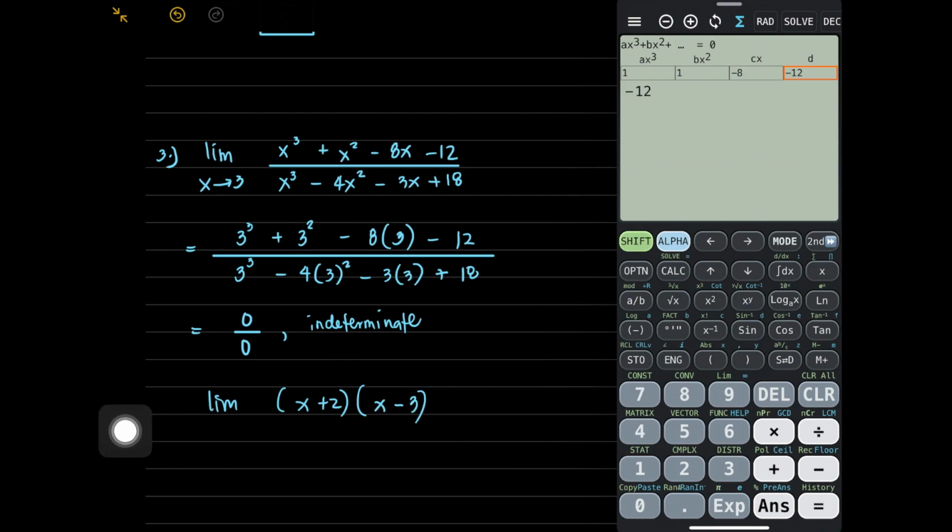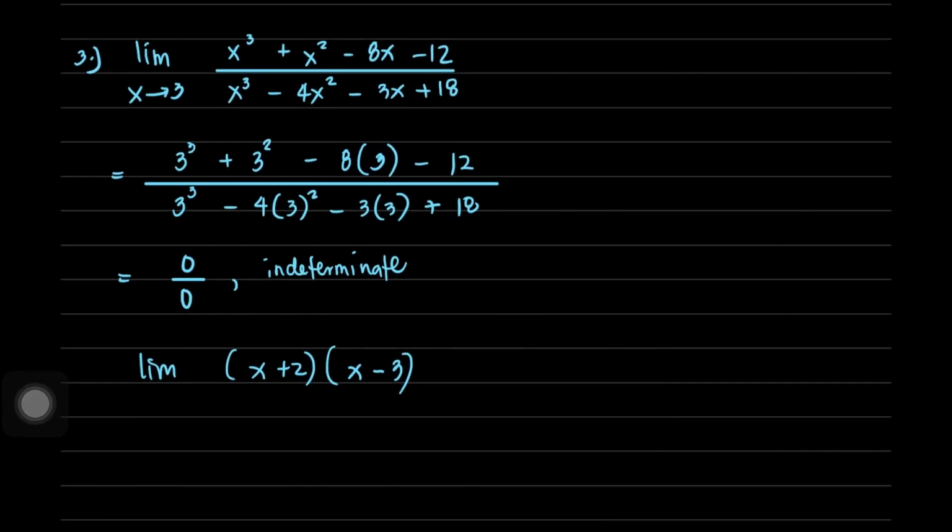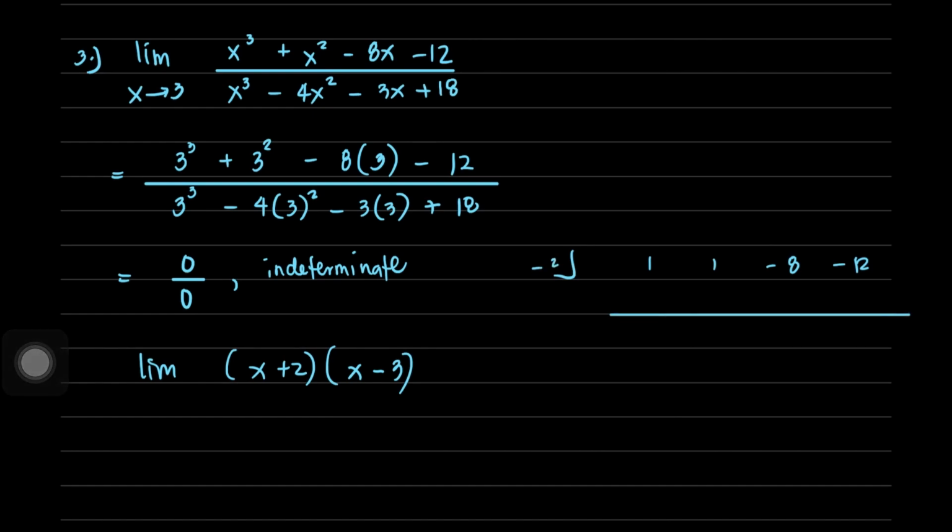So one way to find out is to use synthetic division. We're just going to write it here. The coefficients are 1, 1, negative 8, and then negative 12. And then we're just going to use one root here, negative 2. By using synthetic division, we bring down the 1. Then we multiply 1 times negative 2, that's negative 2, and then we add. That's now equal to negative 1.